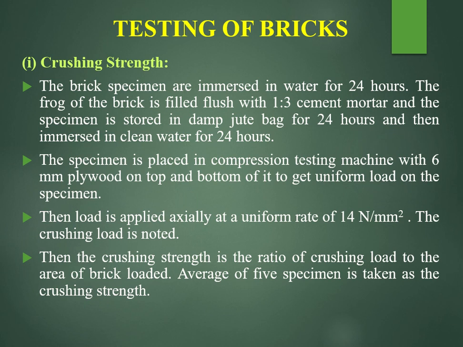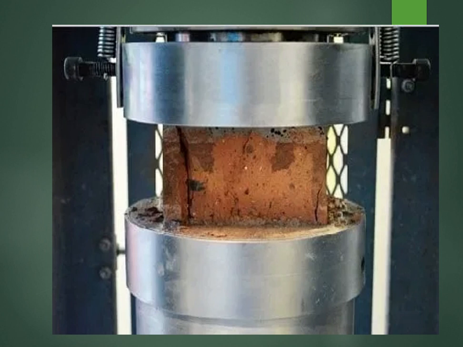As discussed in my earlier video on the characteristics of a good brick, I already told you the crushing strength of a good brick should not be less than 10 megapascal. It should be greater than 10 megapascal. Generally, for the crushing strength test, we take 5 specimens and the average of the 5 specimens is noted as the crushing strength. So like this you can observe.